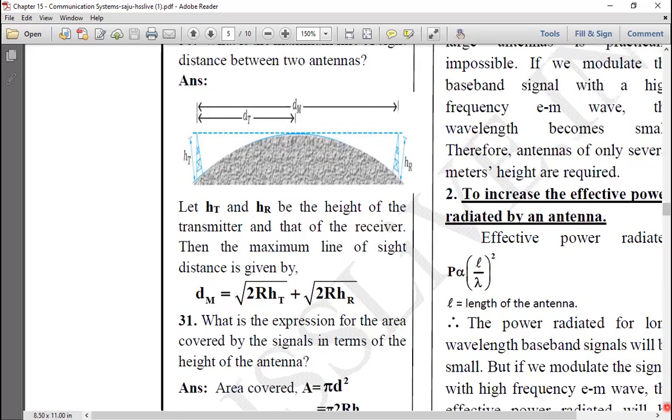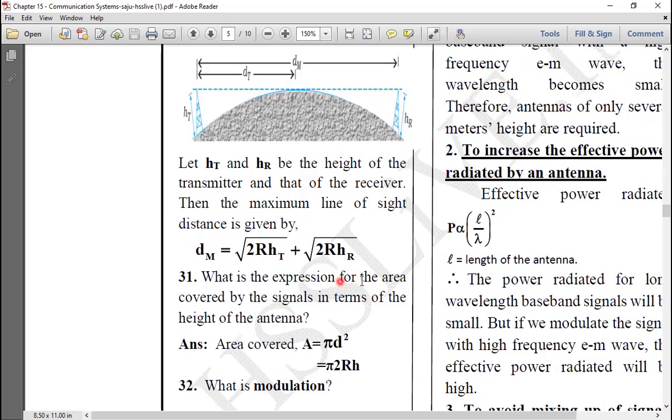Okay, next one. What is the expression for the area covered by the signal in terms of the height of the antenna? Area covered is equal to pi d square, and that is equal to pi into d square, which means 2rh. So pi 2rh is your expression for the area covered.